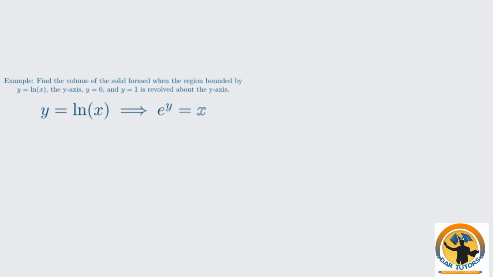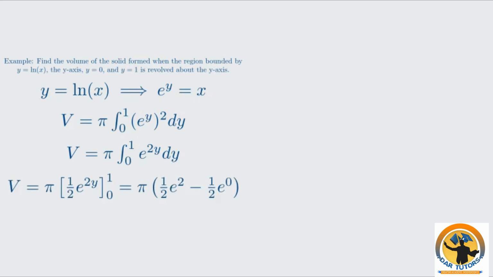To do this, we exponentiate both sides of the equation y equals ln of x. This gives us e to the power of y equals x, so our function g of y is e to the y. Now we can set up the integral. Volume equals pi times the integral from 0 to 1 of e to the y squared dy. Using exponent rules, e to the y squared is e to the 2y, so we need to integrate e to the 2y. The antiderivative of e to the 2y is 1/2 e to the 2y.